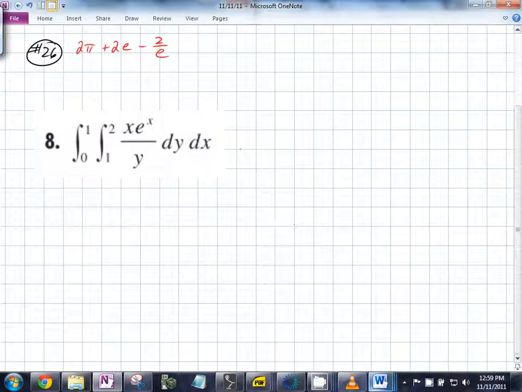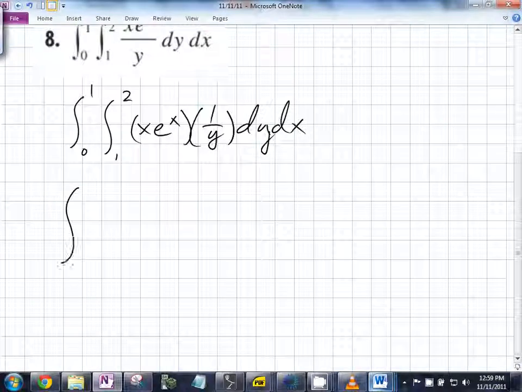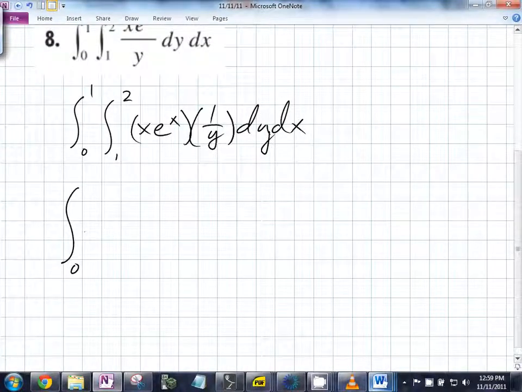So, what can you separate this into? The integral from 0 to 1. Well, first, hold on. Let's just do this first. So it's x e to the x times 1 over y dy dx, right? Yeah. And you can change that into the integral from 0 to 1 of x e to the x dx times the integral from 1 to 2 of y to the negative 1 dy.